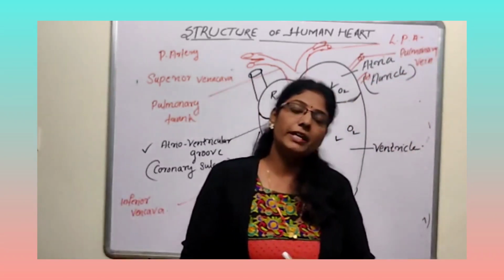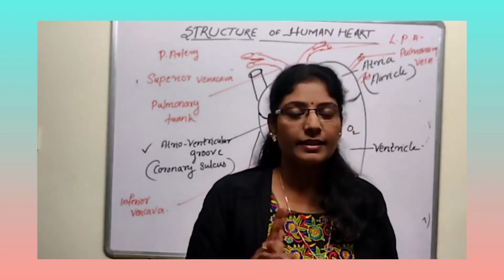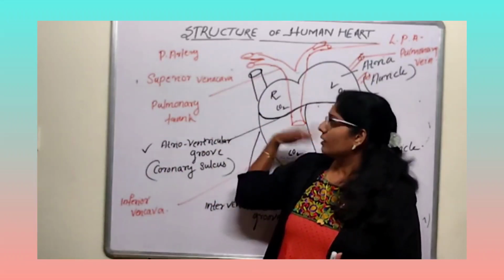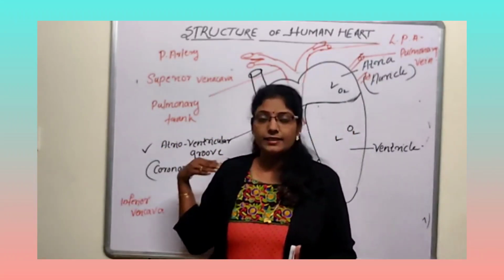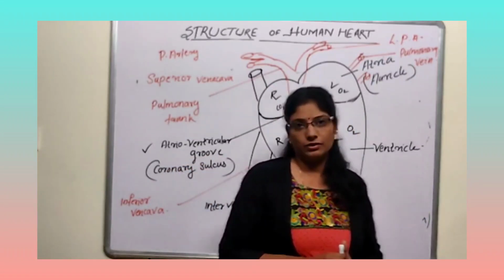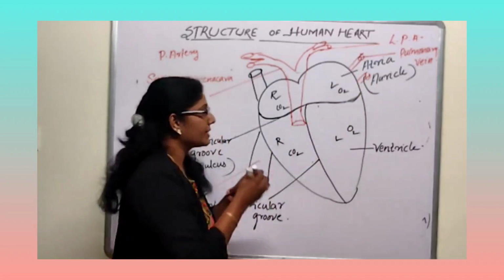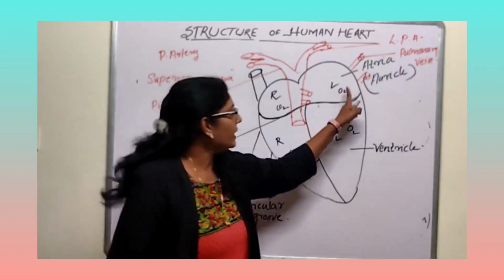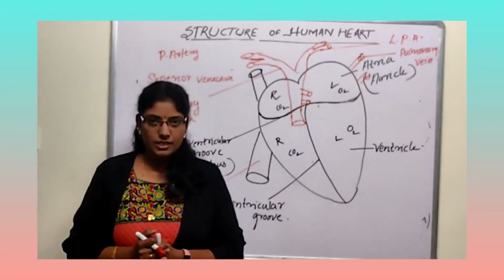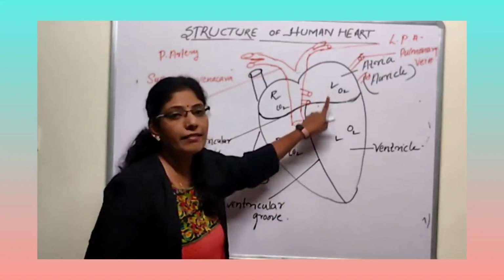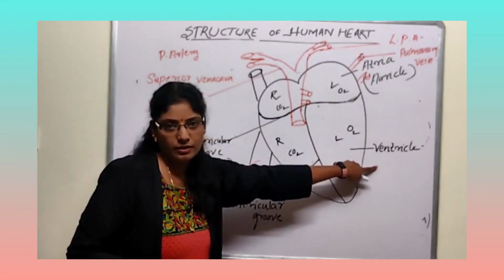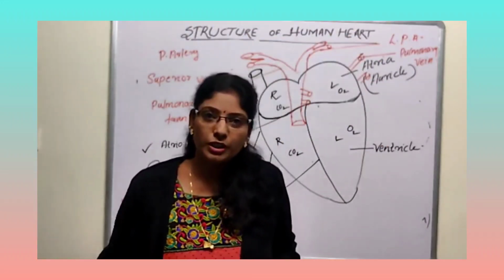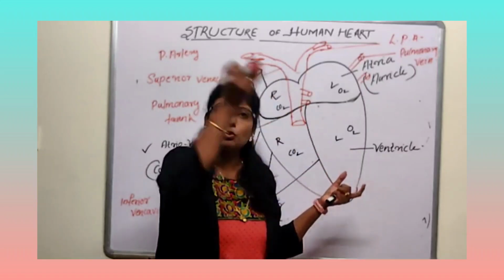So total how many pulmonary veins are there? 4 pulmonary veins. That is 2 pairs. 2 pulmonary veins will come from the right lung, and 2 will come from the left lung. Okay, like that the pulmonary veins will come to the left atria, which will carry oxygenated blood back to the heart. Okay, now this blood will reach here, that is the left ventricle. From the left ventricle only, this oxygenated blood will circulate throughout the body. The left ventricle will pump that blood throughout the body.